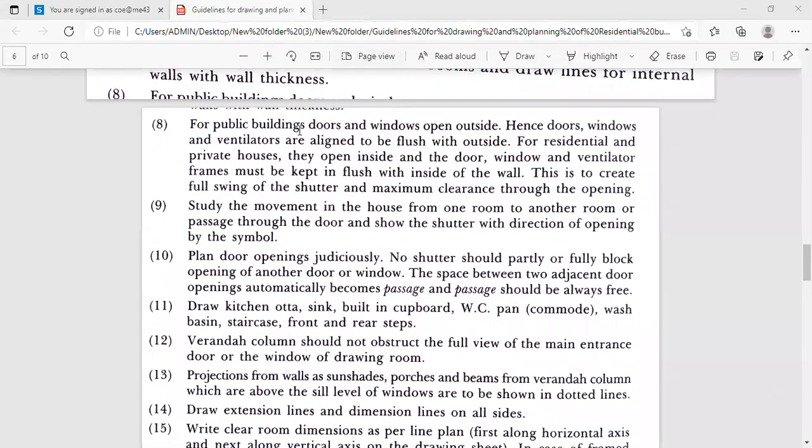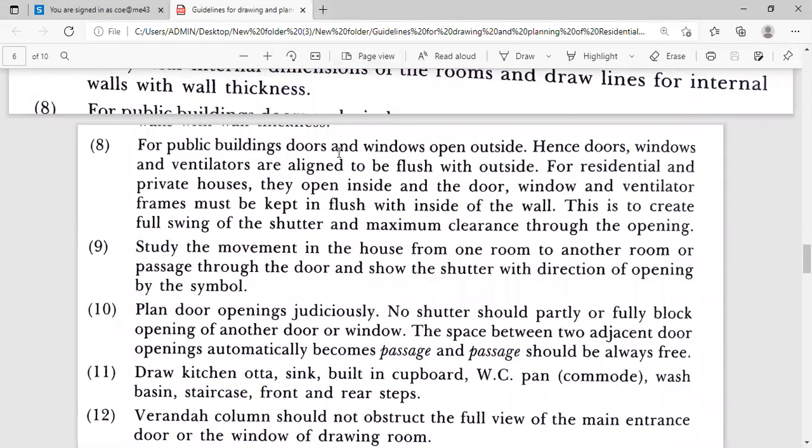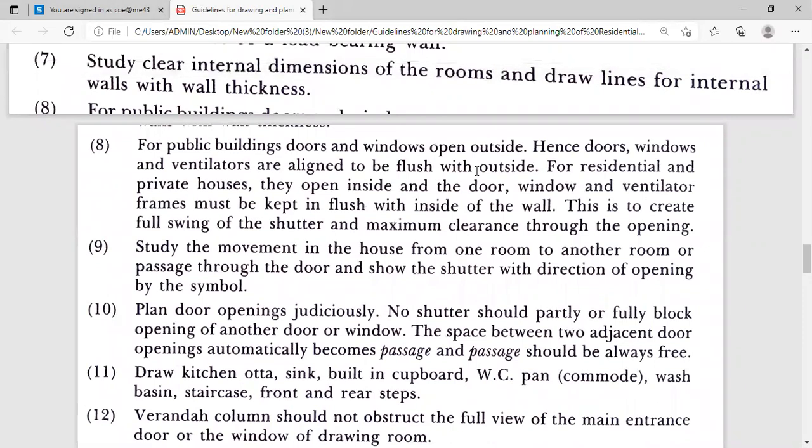Then, for public buildings, doors and windows open outside. In a residential building, in general, we provide the doors and windows opening to the inner side. But in a public building we have to provide it on the outer side, because doors, windows and ventilators are aligned flush with the outside.